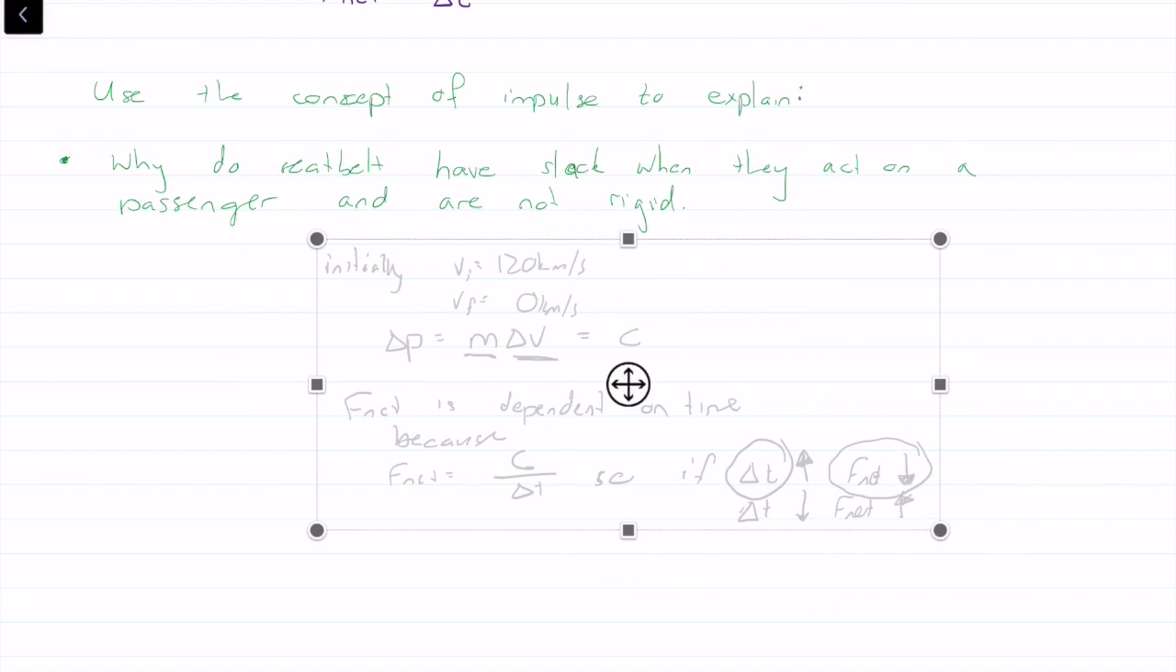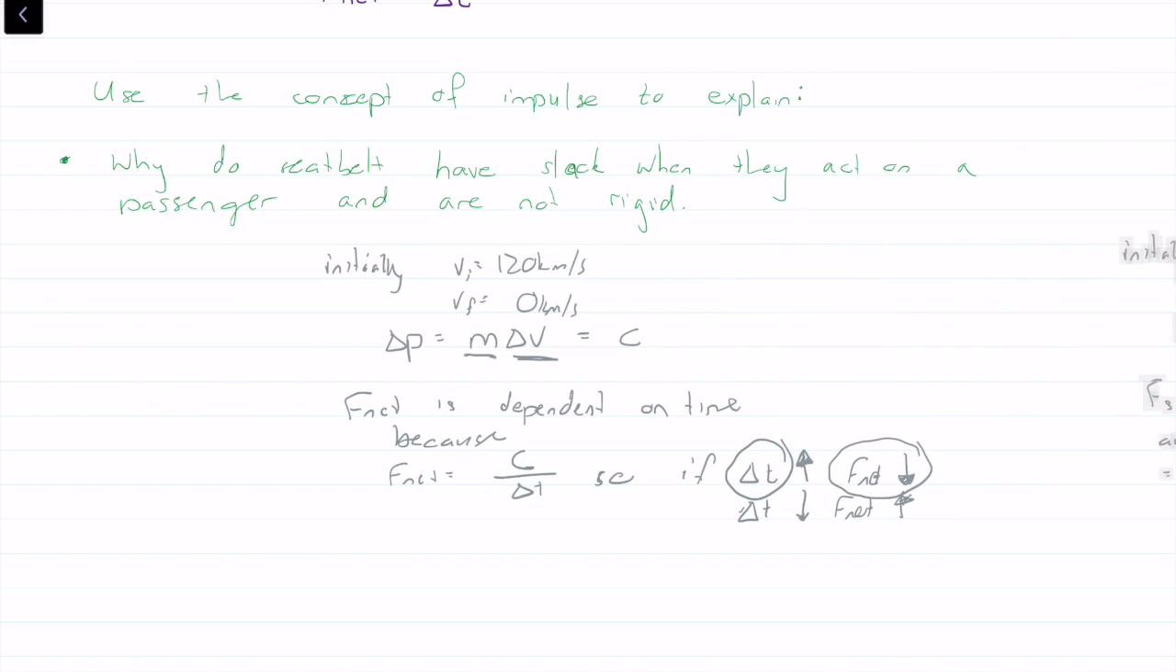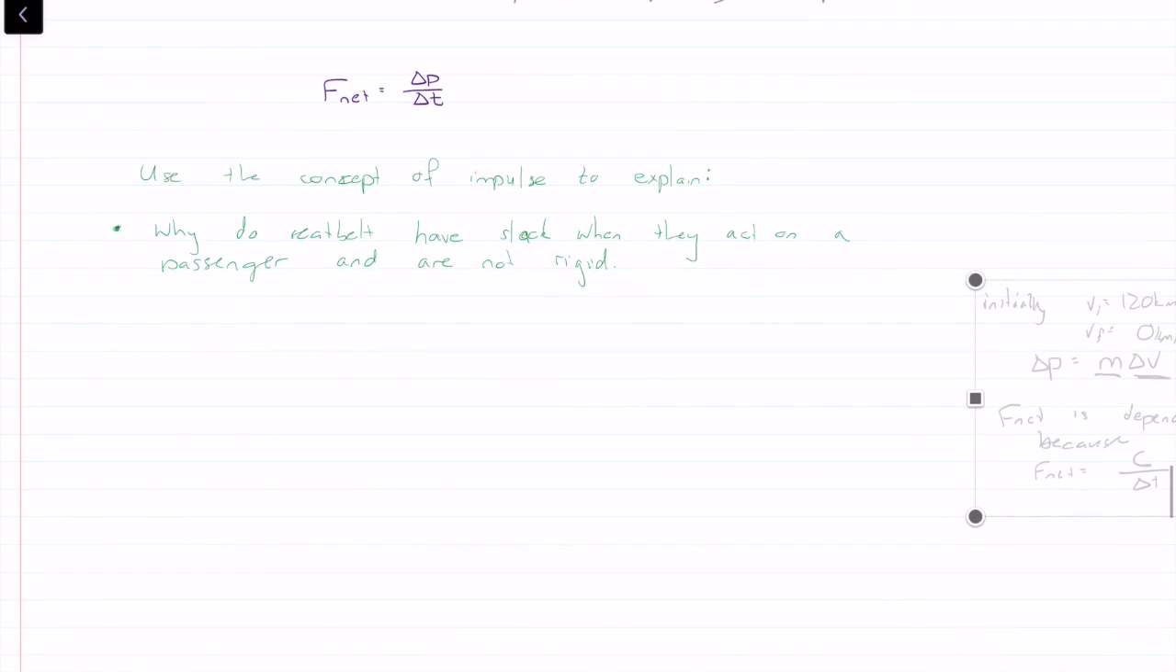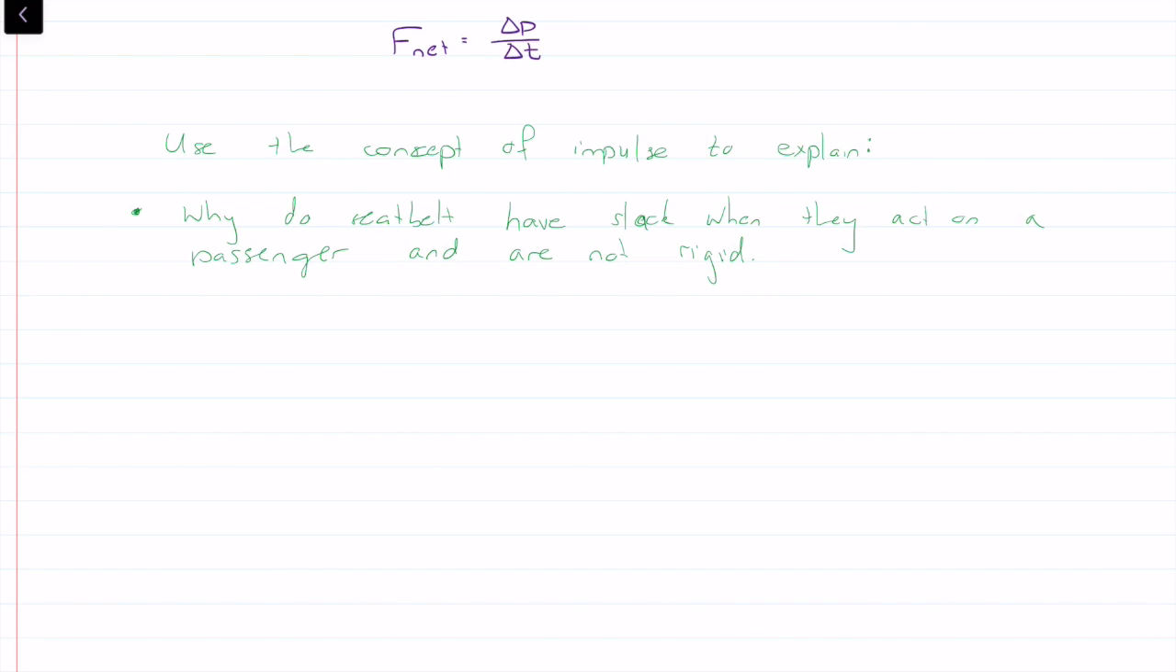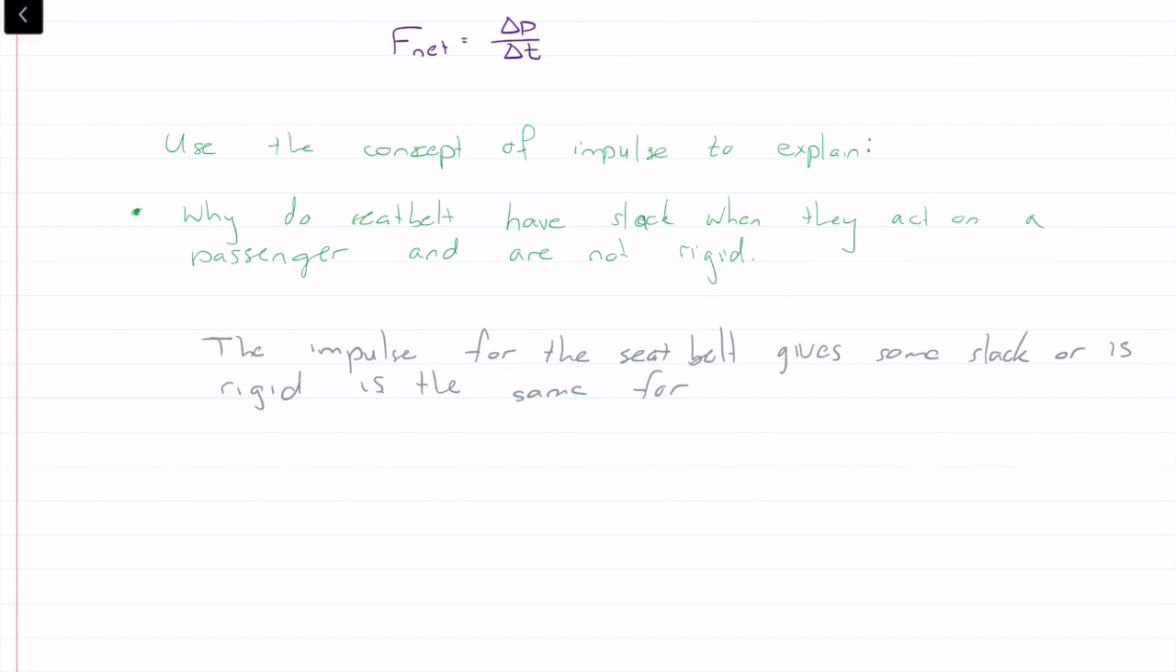Okay, so that's just a little bit of an informal explanation. Let's put that to the side. You don't have to explain it in this way, unless you really want to. We could explain this by going into details such as the following. To explain this, we can say that the impulse for when the seatbelt gives some slack or is rigid is the same for both scenarios. Okay, so that would be your first point.